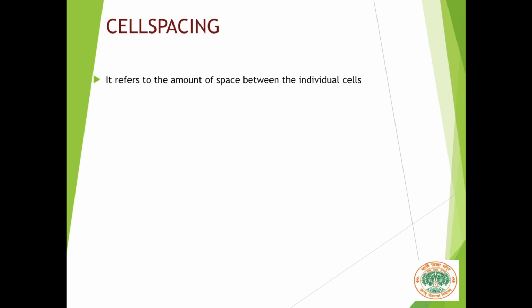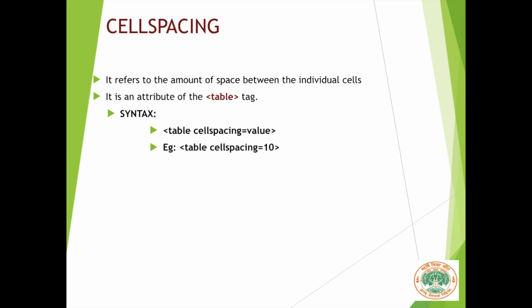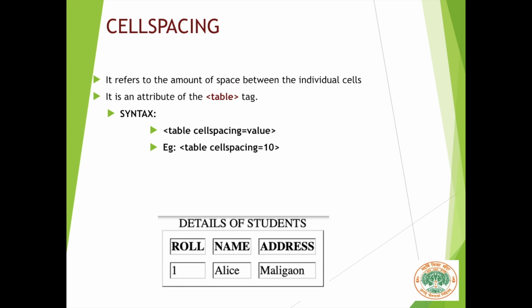Next, it is an attribute of the table tag. So, for using the cell spacing attribute, we have to do it within the table tag itself. What is the syntax or what is the rule for doing so? We have to write table cell spacing equals to value. Higher the value, more will be the gap between the individual cells. So, for example, if I write table cell spacing equals to 10, then I will get the table as follows. Okay. So, here as you can see, between each cell there is some gap.